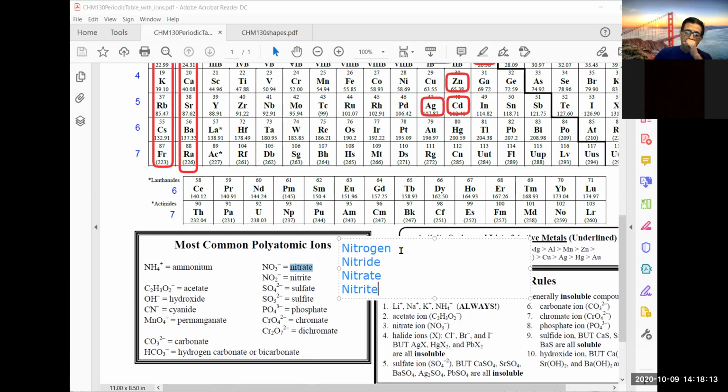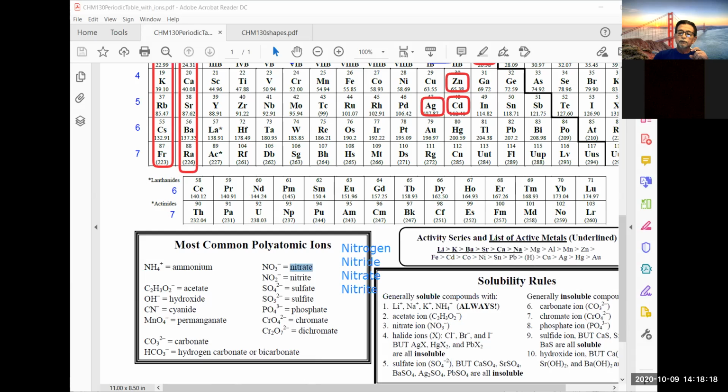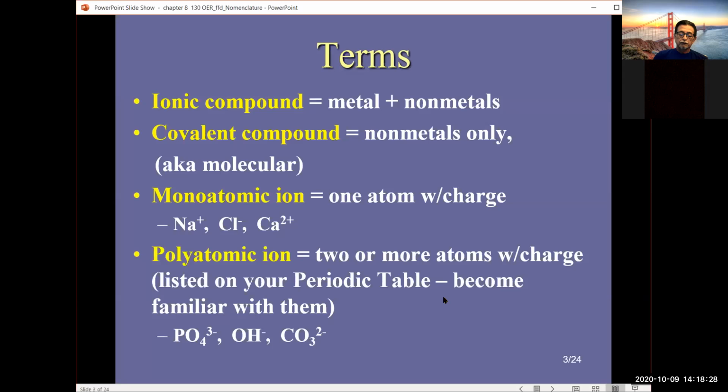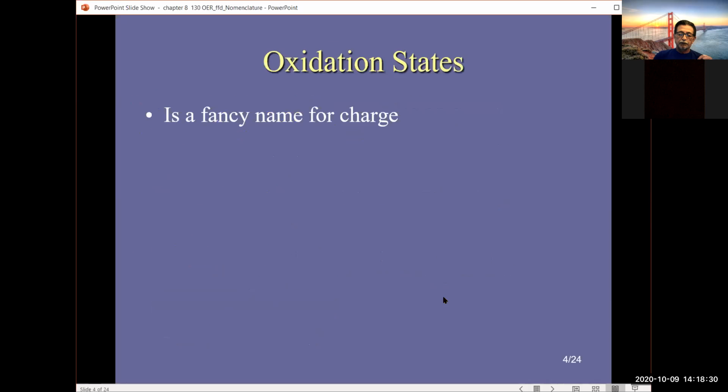Okay, so naming is important. Okay, we have the polyatomic ion.